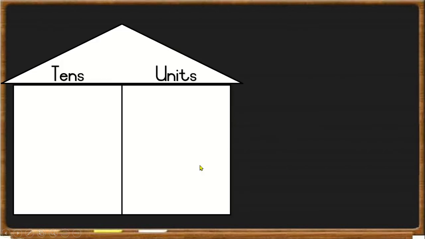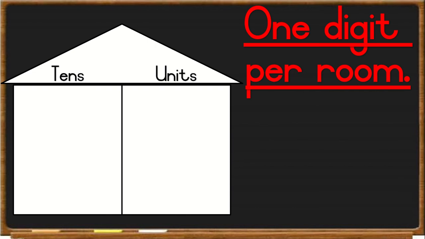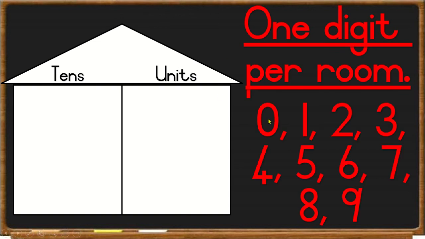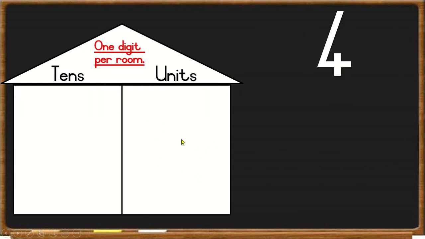So today we're going to look at the place value house. The place value house has one very important rule. 1 digit per room. What's a digit, ma'am? A digit is any number 0, 1, 2, 3, 4, 5, 6, 7, 8, and 9. So the highest you can go in this room is 9. And the highest you can go in this room is 9. 10 or more, then the room breaks and we can't use the room anymore. So we have our rule, 1 digit per room.